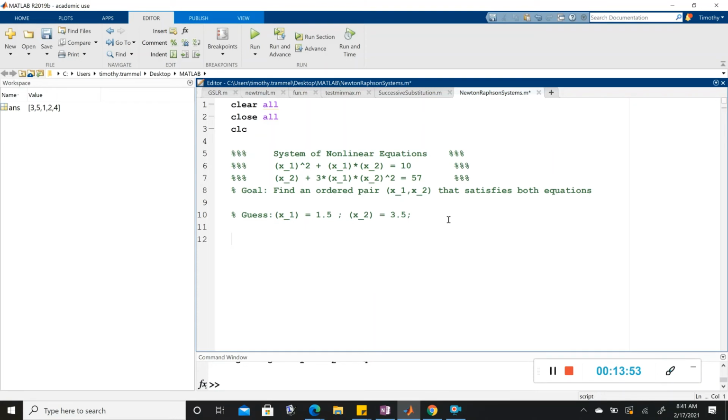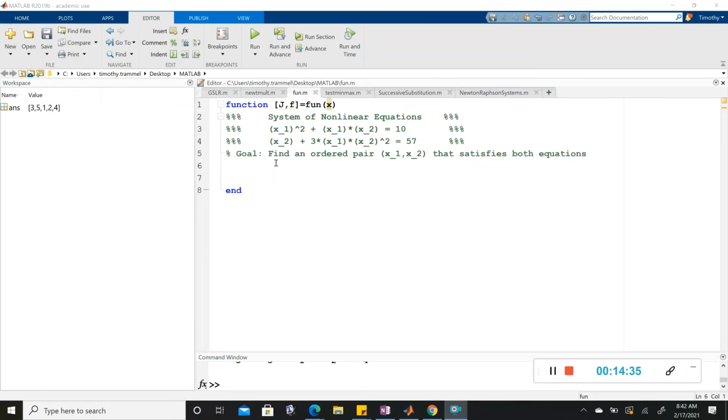Now, for our newtmult function, the very first input we need is actually a function. Let's call it fun, but we're going to need to go make this function. We're going to need our initial guess here for x naught, and so that should be 1.5, 3.5. And then we can just use the defaults for the rest of that. But now the hard part is going to be making this function here. So let's go ahead and switch tab.